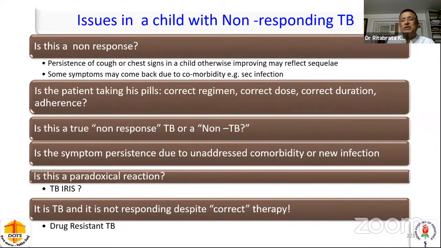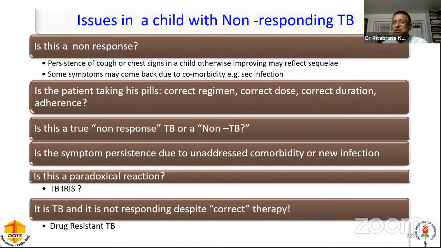Next, you see whether the child is taking the correct treatment, correct dose, correct duration, whether treatment adherence is there. So you should check that. The third important question you are going to ask is whether you are really dealing with a case of TB or non-TB. There are many conditions which mimic TB. For example, I've told you before, HIV is one of the conditions, cystic fibrosis, pulmonary aspergillosis, sarcoidosis. There are many other conditions which mimic TB like anything. So you have to first ask whether it is true TB or non-TB.